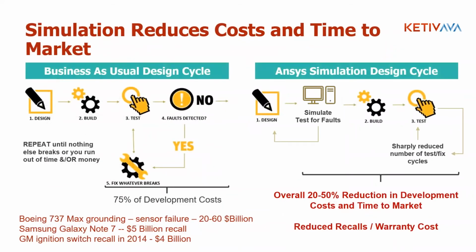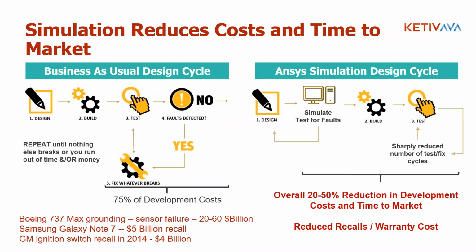And traditionally, companies have used a design, build, test, break it, fix it design cycle, as shown on the left, this business as usual design cycle. And these repeated cycles of did it work? And then we fix it. And did it work? Did we fix it? You go through a number of those until you get to a product that works, that doesn't break.